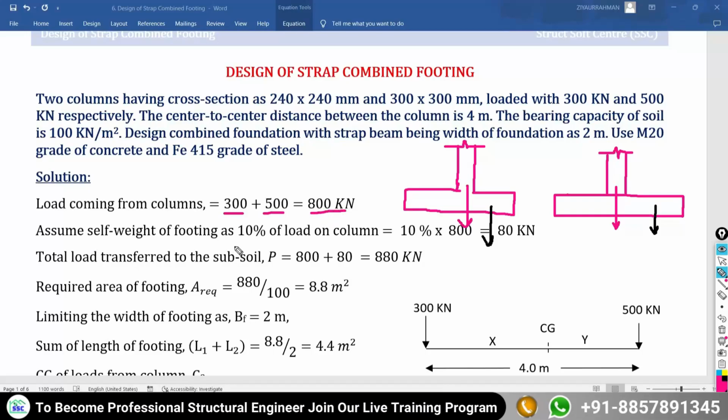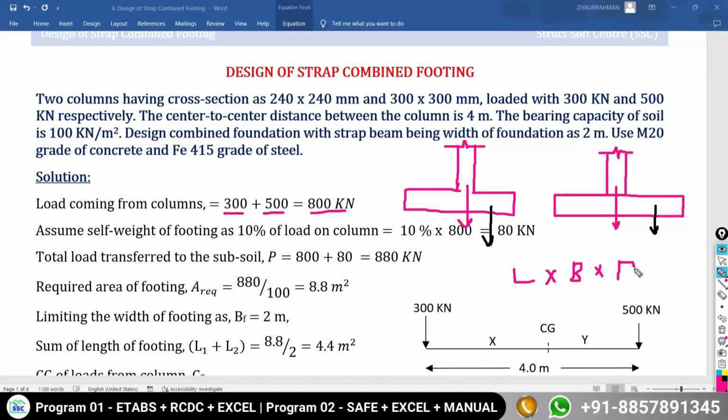Thereafter we need to consider the self weight of the foundation. To know the self weight of the foundation, we need to know the length of the footing, the width of the footing, and the depth of the foundation. But without the design, how will you know how much the length is, how much the width is, how much the depth is? So that's why we need to go with an assumption.